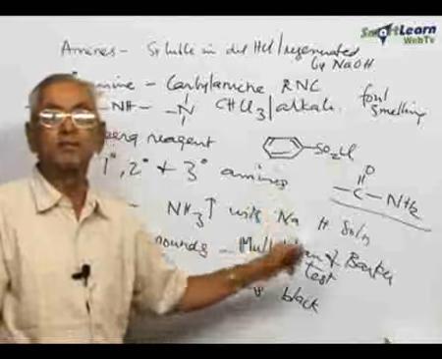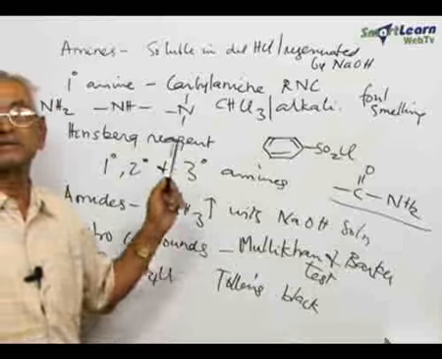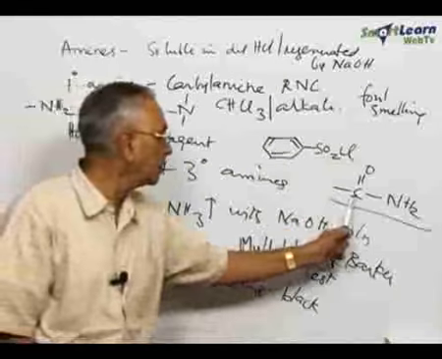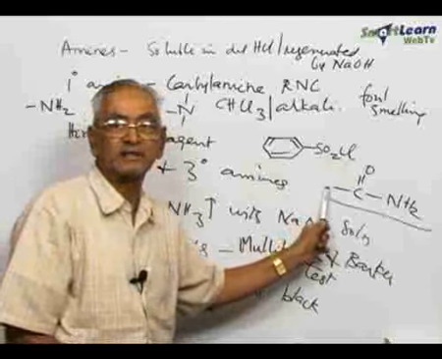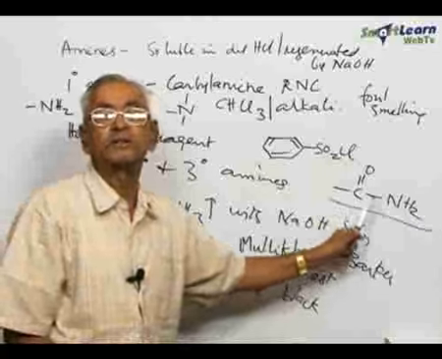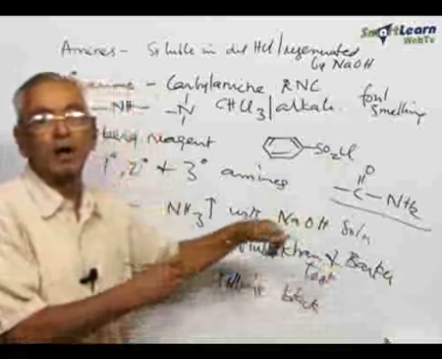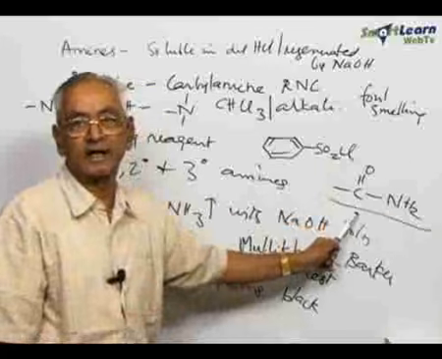When ammonia is liberated on addition of sodium hydroxide and boiling, it indicates the presence of a functional group like CONH2, which is a primary amide. Supposing CH3 is attached, it is known as acetamide. Supposing a benzene ring is attached, it is known as benzamide. So, benzamide on boiling with this will give ammonia and the sodium salt of benzoic acid.